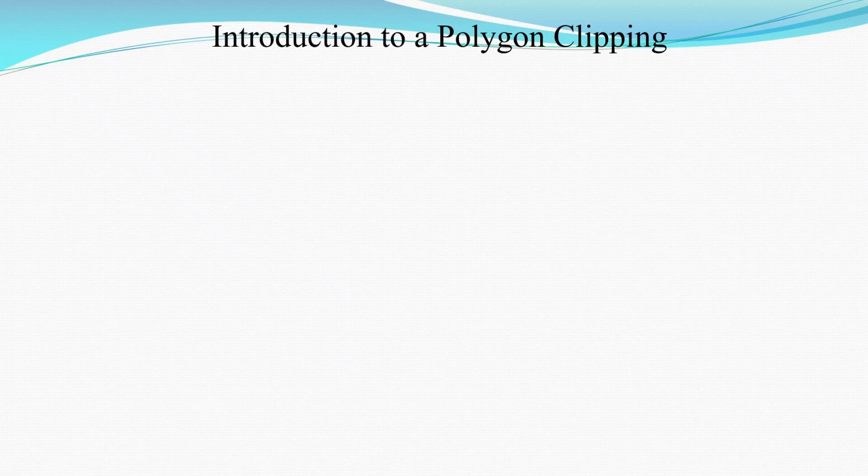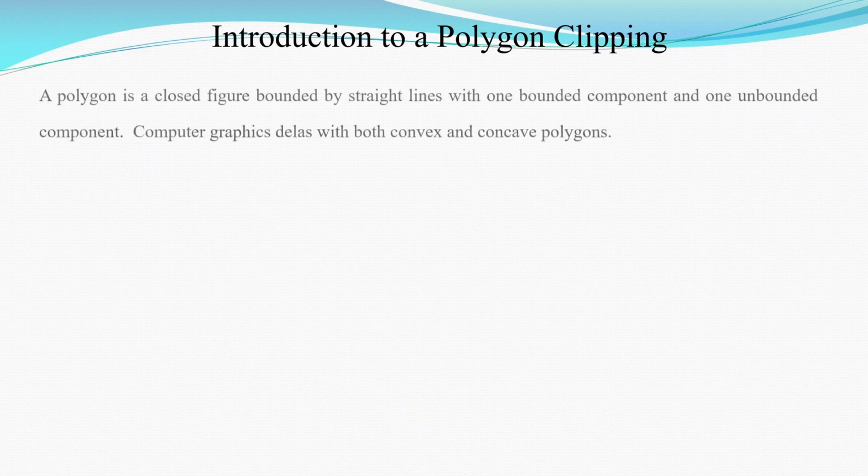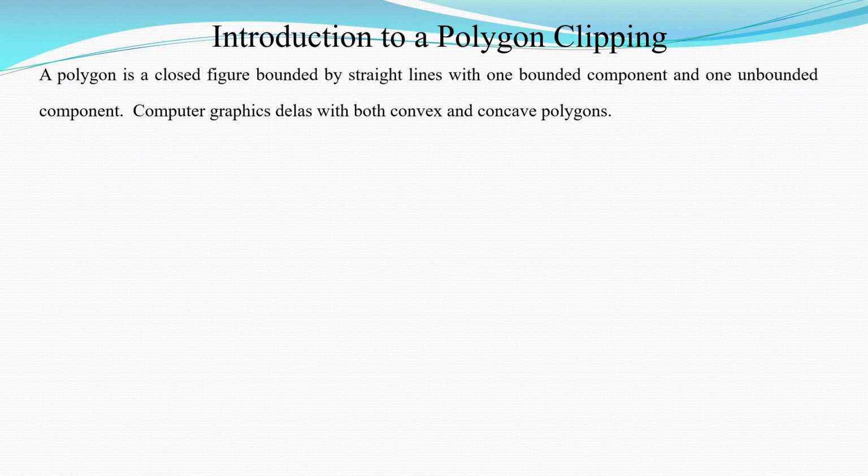We saw the Cohen-Sutherland line clipping algorithm in our last video. In this video, we learn how a polygon is clipped. Before that, we cover what a polygon is and what the types of polygon are. So in this video, we see how convex and concave polygons are clipped to the viewport. So what is polygon clipping?